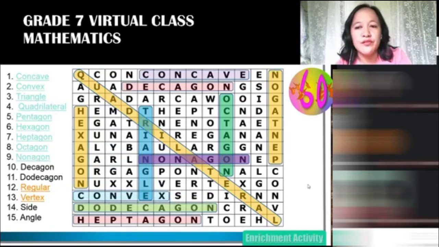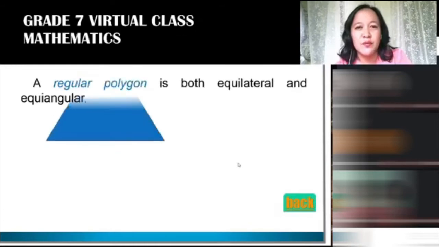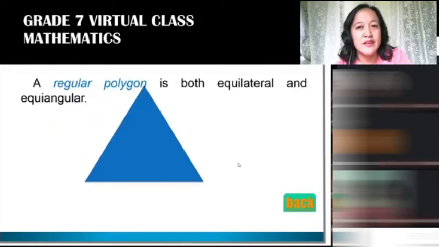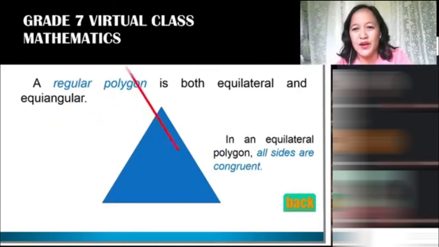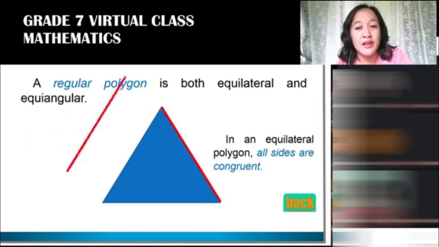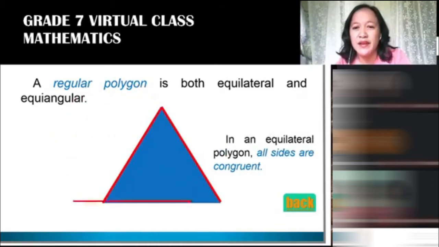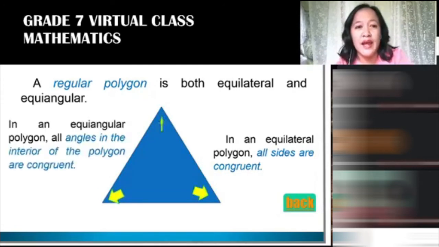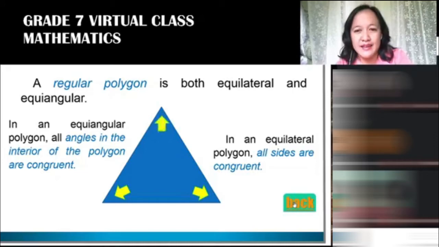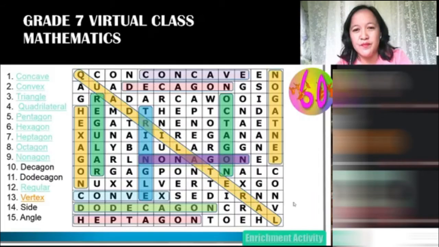What about the word regular? So, it is just located here. When we say regular, these are polygons that are both equilateral and equiangular. When we say equilateral, all sides are congruent. And if it is equiangular, all the angles in the interior of the polygon are congruent. So that is a regular polygon. Kumbaga, parehas na parehas, labas at loob.